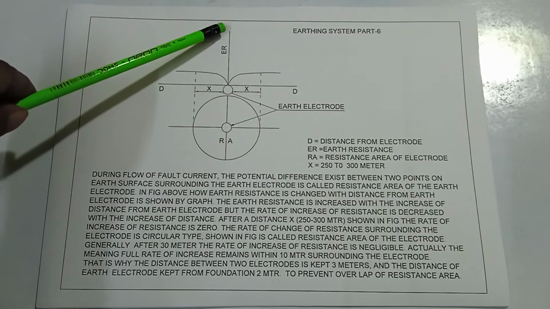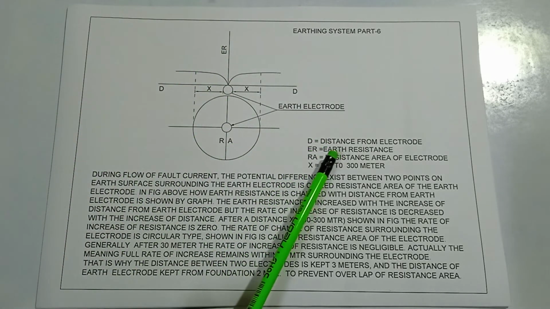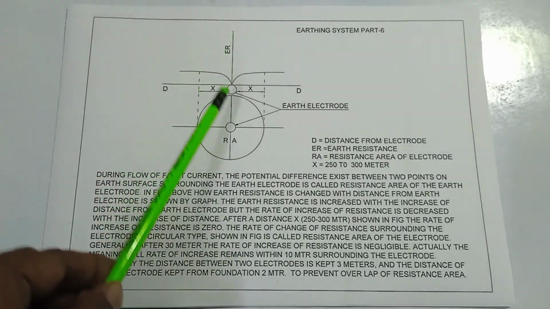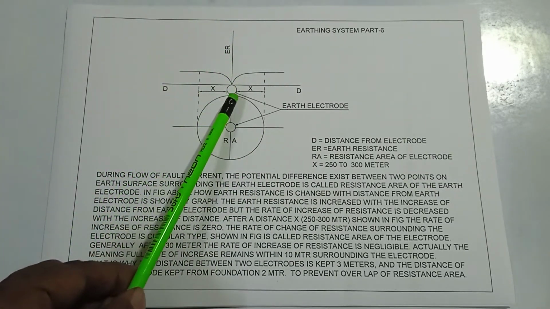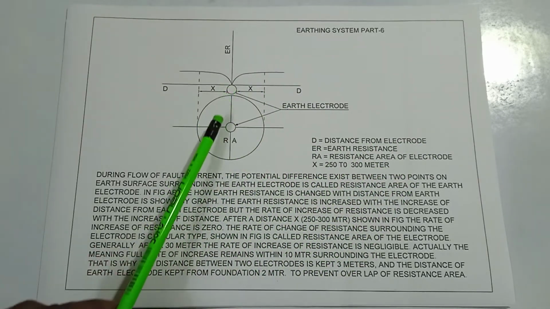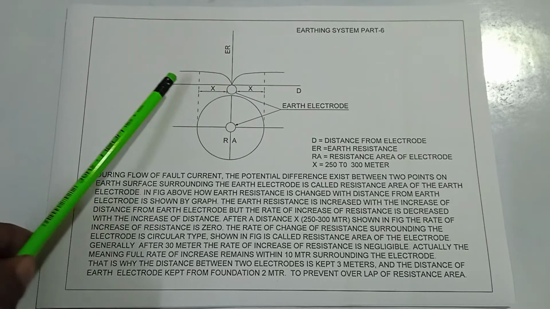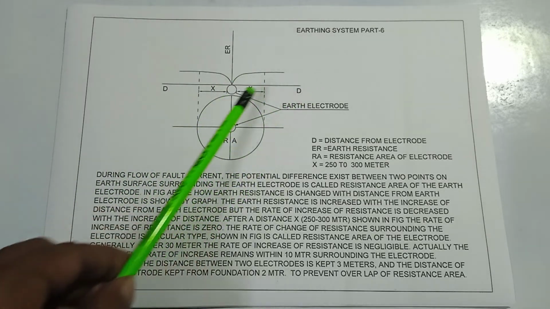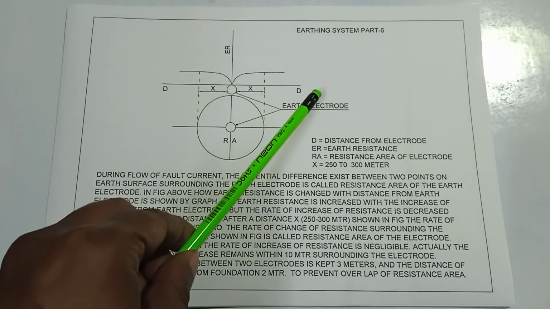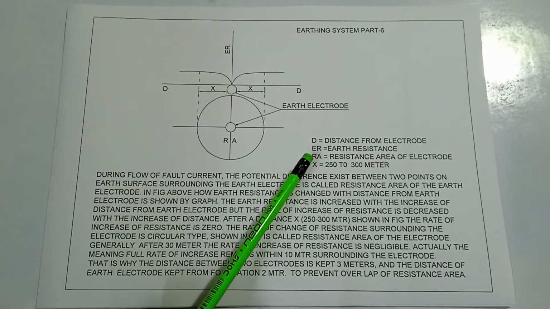Here it is the Y axis, ER axis. ER means earth resistance, and D means the X axis, distance from electrode. Here it is the electrode driven in the ground. This is the X axis and this is the distance from the electrode. The chapter is resistance area of earth electrode.